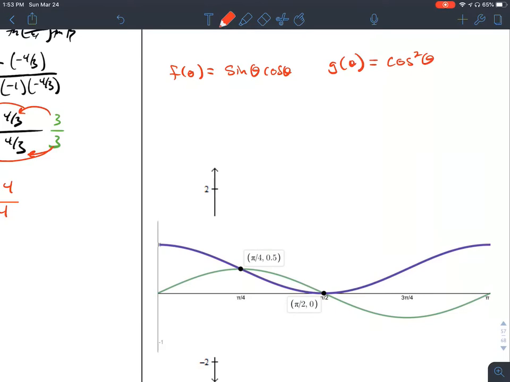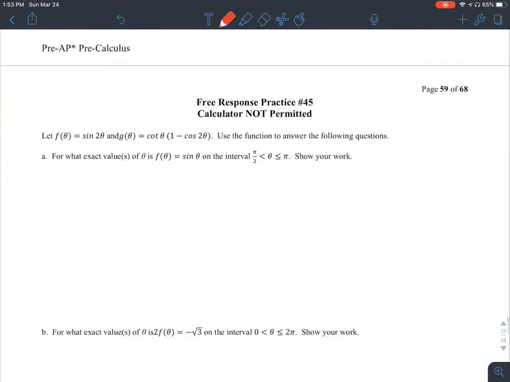You would write down something like the solutions of f of theta equals g of theta represents the theta values of the points of intersection of the two graphs, which are at pi over 4 and pi over 2. I believe that concludes the homework.